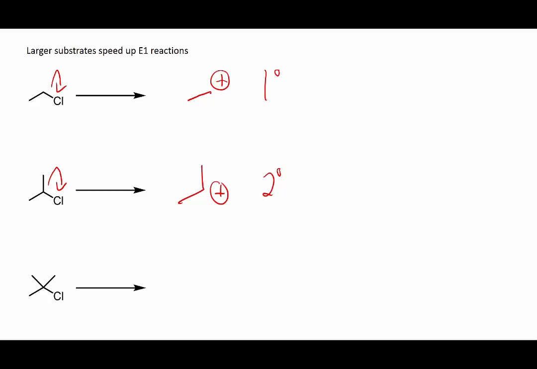If we add even more steric bulk to this, we make the substrate larger to this tertiary alkyl halide, take off the leaving group. We now have a tertiary carbocation, which will be the most stable because it has more opportunity for hyperconjugation. In this case, because this tertiary substrate is the most stable, it's also the most reactive.